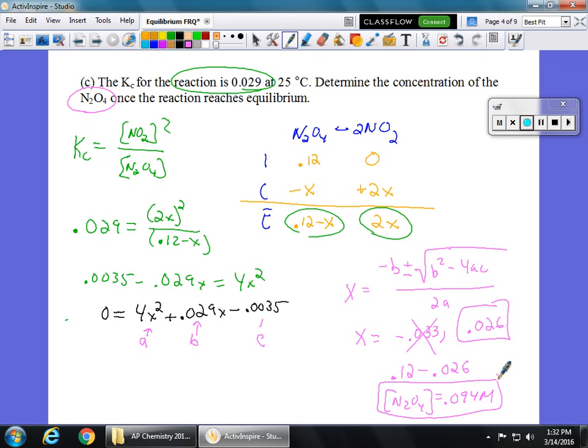I'd say that's about a 3-point question. One point would be setting up the ICE correctly with the stoichiometric ratio. You'd probably get a second point for correctly substituting into the equilibrium expression, and then a final and third point for calculating the concentration of the N2O4.